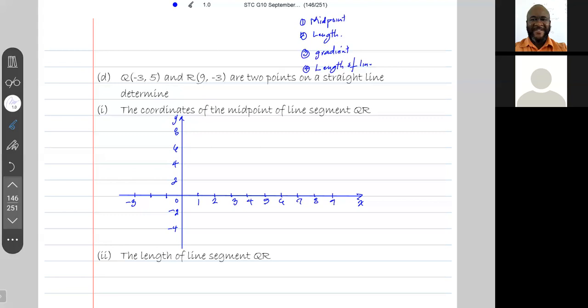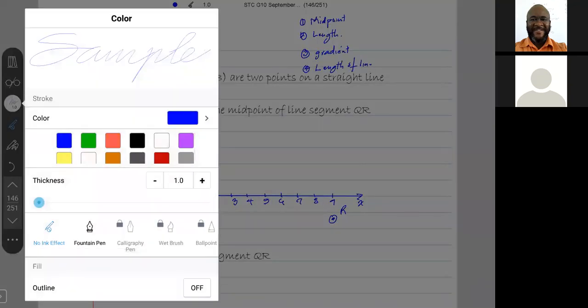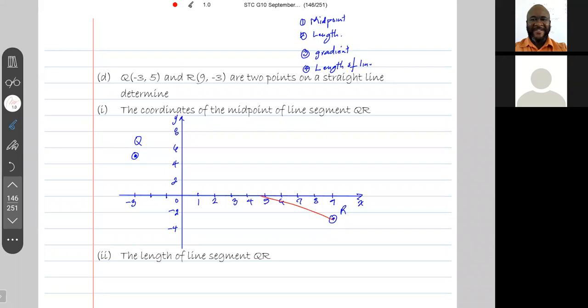All right. So I have minus 3, 5, which would put me around here. This is the point minus 3, 5, and this is the point Q. The next point is 9, minus 3. That will put me about here, and this is R. Let's change the color to draw a straight line through the 2 points. So this is a straight line connecting Q and R.